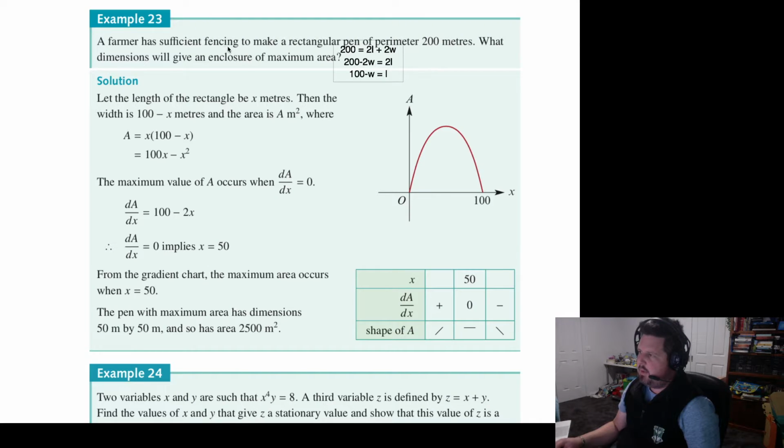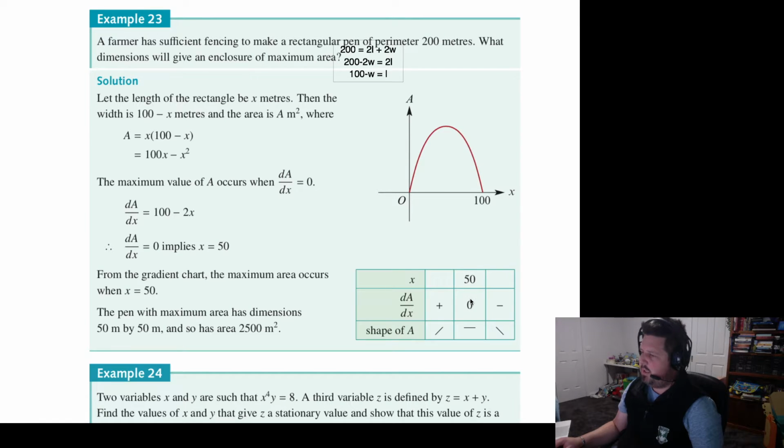So again, in this particular case, they're wanting you to find the maximum area. So again, that's going to occur when you differentiate the area, so dA/dx, and you make it equal to 0. So doing that, in this particular case, it implies that x is going to be equal to 50.